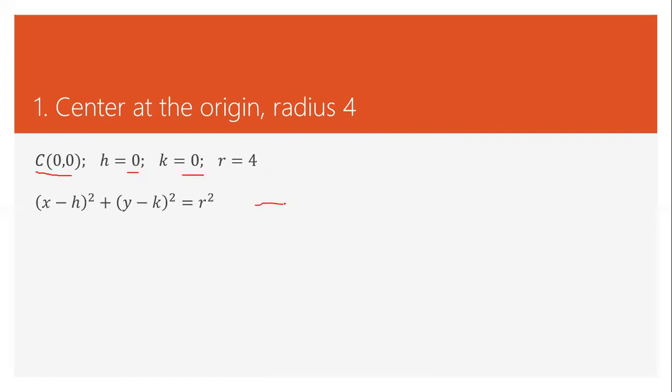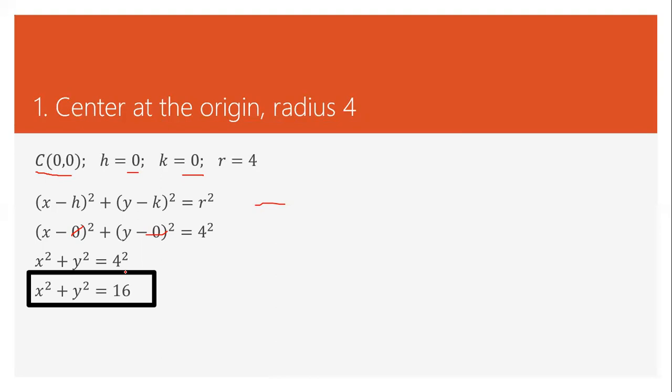So ang atong standard equation, quantity of x minus h squared plus quantity of y minus k squared is equal to r squared. Next, since our h and k is equal to 0, sa mga tanggalan ni, leaving x squared plus y squared is equal to 4 squared, which is x squared plus y squared is equal to 16.